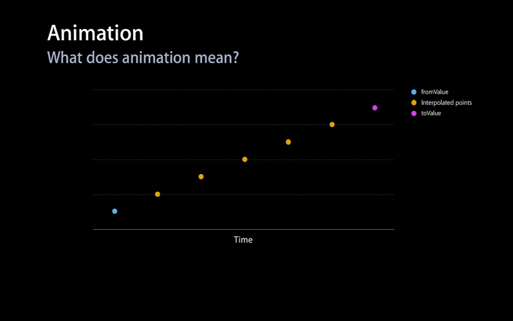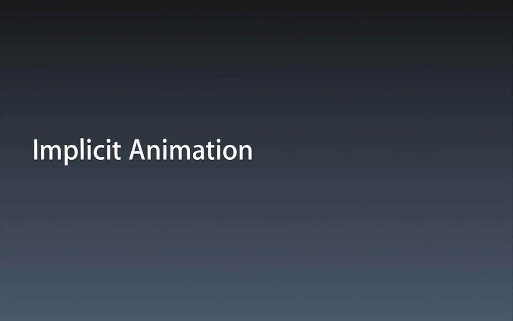So just to go back to basics a little bit, I've already showed that frame-by-frame thing. If you stop and think about it a bit, you'll realize that animation is really the interpolation of a bunch of points, starting at an initial point, going through some interpolated points, and ending at a destination. And we explicitly use the key names from value and to value. You'll see them crop up later on when we talk about explicit animations. There are in fact two styles of animation in the Core Animation framework: implicit animations and explicit animations. And we'll start with implicit animations.